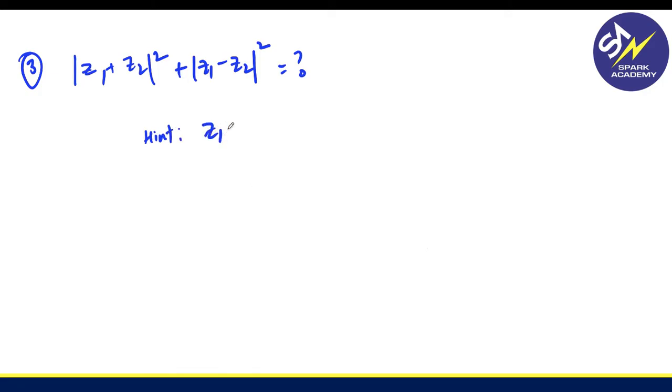Let's move on to the third question. Mod of z1 plus z2 whole square plus mod of z1 minus z2 whole square is equal to, and they give you options. For this, I will just give you a hint. Just assume z1 as 1 plus i, z2 as 2 plus i, and verify options. Simple and straight.